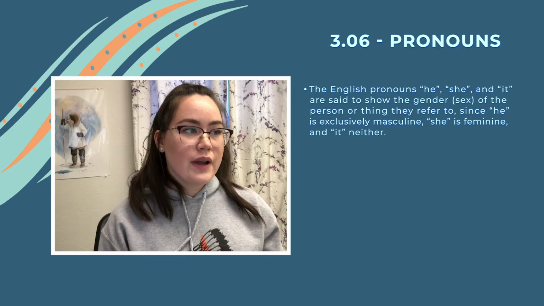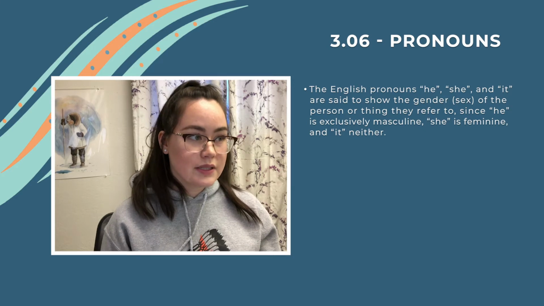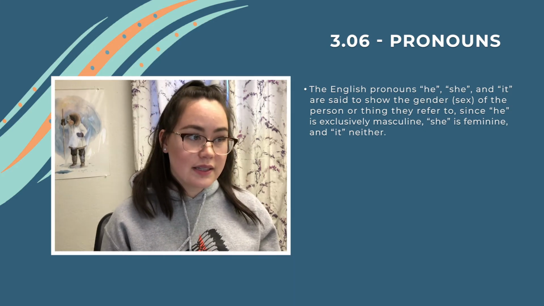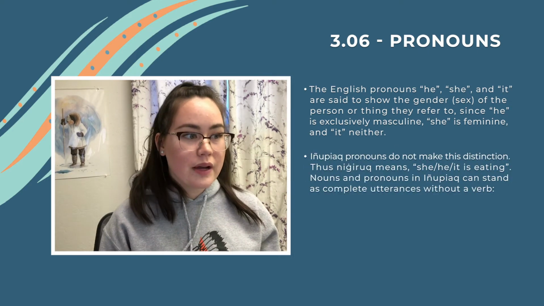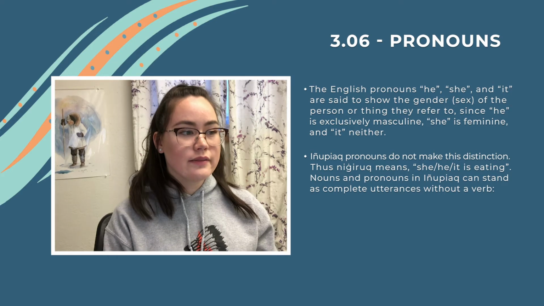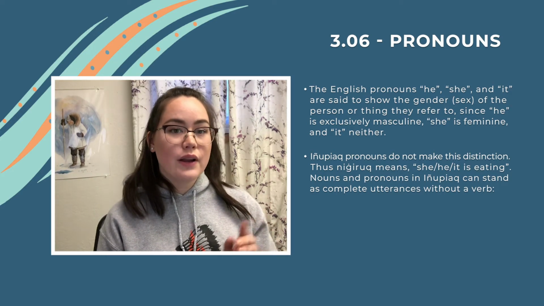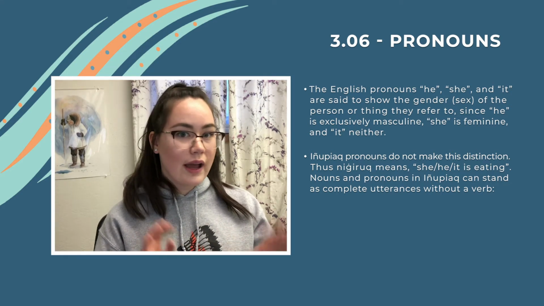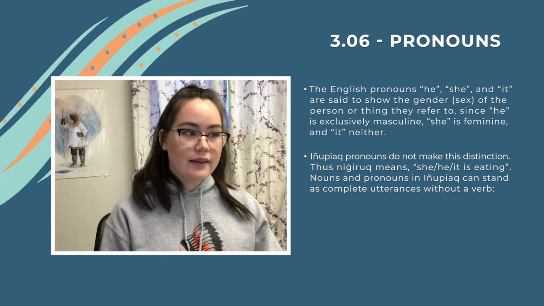The English pronouns he, she, and it are said to show the gender, sex of a person or thing they refer to, since he is exclusively masculine, she is feminine, and it is neither. However, Inupiaq pronouns do not make this distinction. Thus, niliruk means she, he, or it is eating. It does not matter if it's a male, female, or an animal. We say niliruk, he, she, or it is eating.